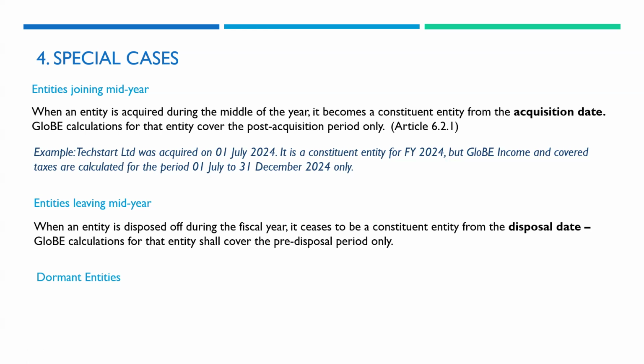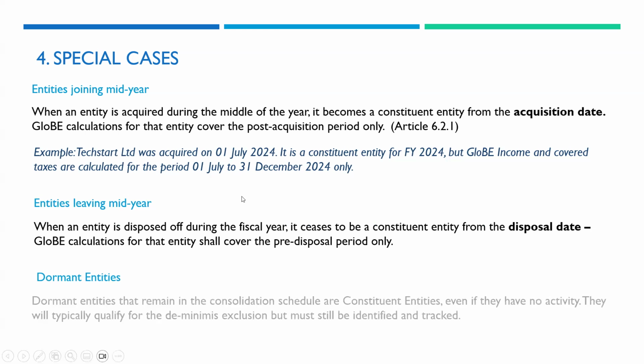Are they a constituent entity? The answer is yes. Dormant entities that remain in the consolidation schedule are constituent entities, even if they have no activity. They will typically qualify for de minimis exclusion, but will still be identified. There is something called de minimis exclusion which will come later. We will look at that. But you have to understand that they are also a constituent entity.